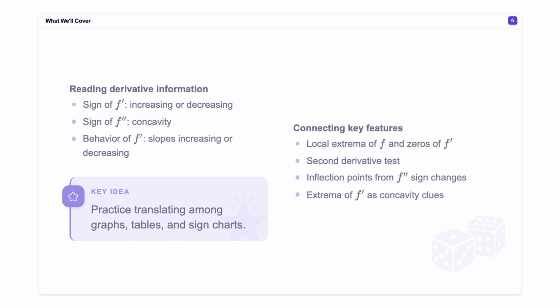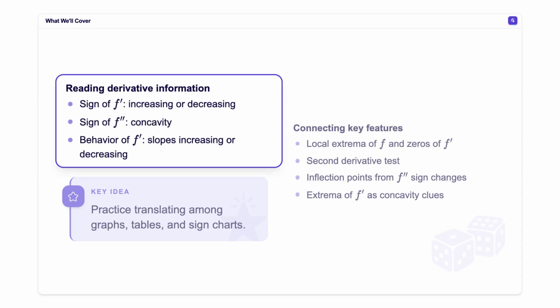Here is the roadmap for how we will connect a function, its first derivative, and its second derivative. The big goal is to look at one piece of information and know what it tells you about the others. First, we will read derivative information. The sign of the first derivative tells you whether the original function is increasing or decreasing. Then we will use the second derivative to describe concavity, which means the way the graph bends.